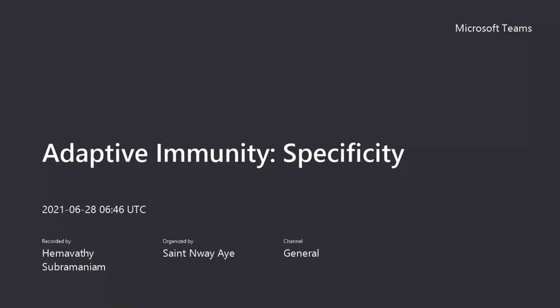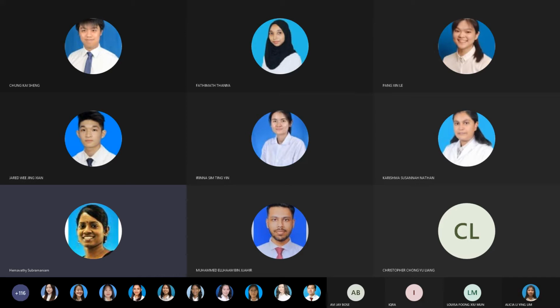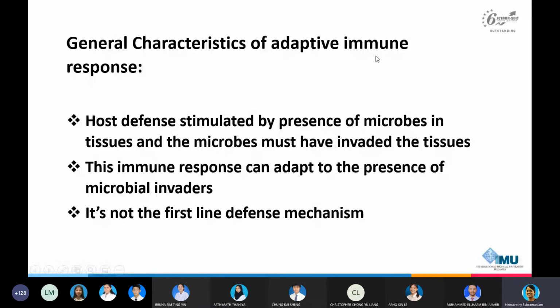Since these are the characteristics for adaptive immune response, do you remember the general characteristics for the innate immune response? Anyone? General characteristics of innate immune response. We have just gone through it. It is non-specific. Okay, non-specific. What else? Present in healthy individuals. Very good. As long as you're healthy, it is present.